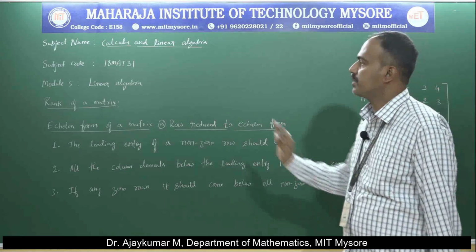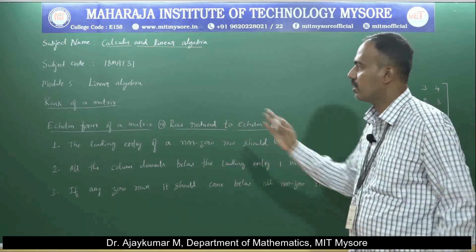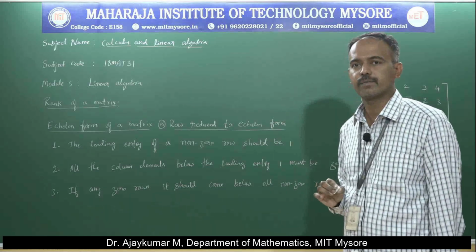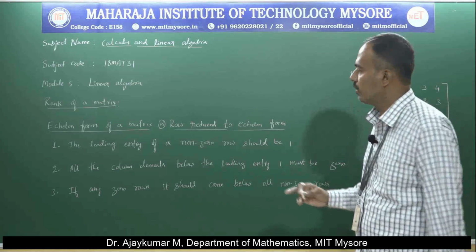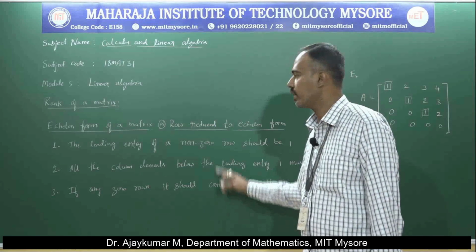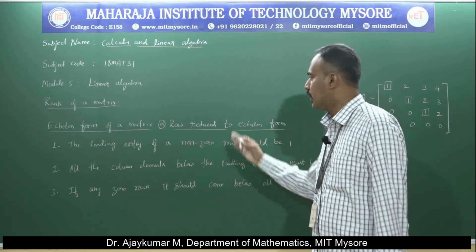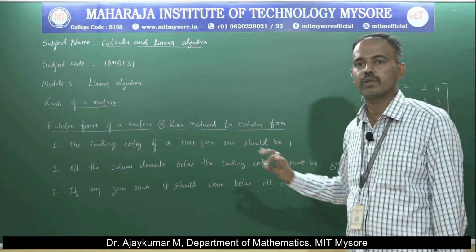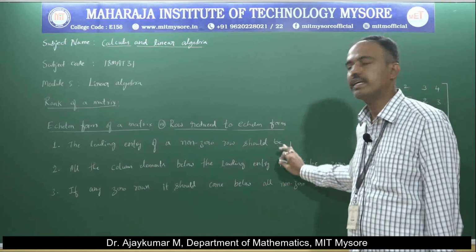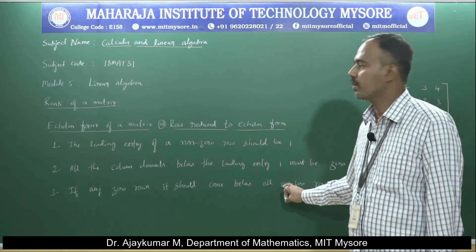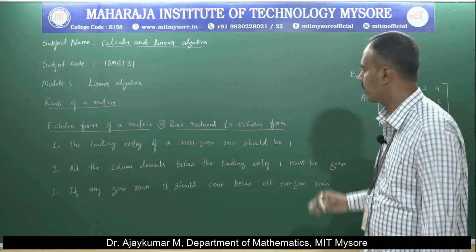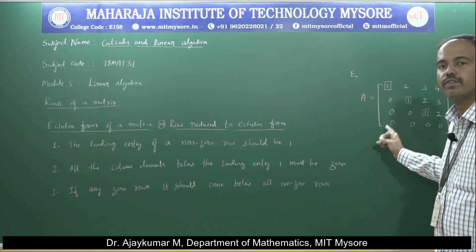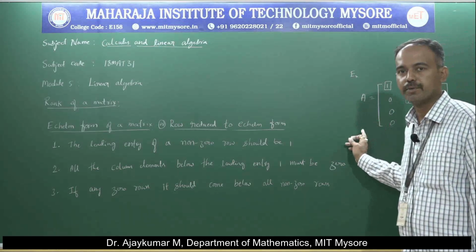From Module 5, the linear algebra topic, first we discuss the rank of a matrix. Before going to the rank of a matrix, there are 3 important observations about the echelon form of a matrix, otherwise called the row reduced echelon form. From the syllabus point of view, we are restricted to row operations, so we discuss the row operations from the topic of linear algebra. Using these 3 important points, we can specify the echelon form of a matrix. That will be the important thing here.